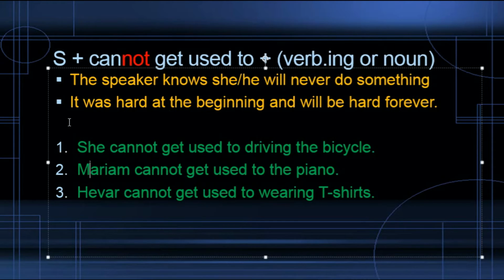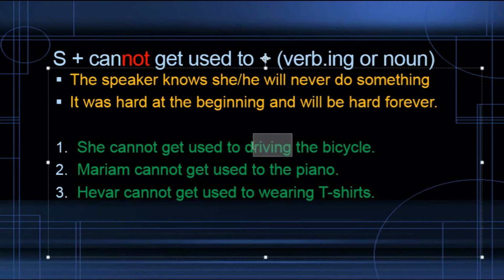Or it was hard at the beginning to do something, but now it is also hard. It will be hard forever. It will never be easy. So, she cannot get used to driving the bicycle, right? She, subject, cannot get used to driving. My verb takes an -ing. The bicycle is my object. So in this case, she can never ride a bicycle, right?